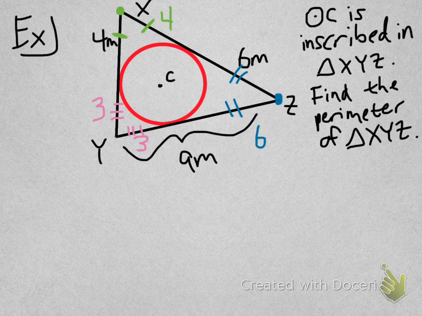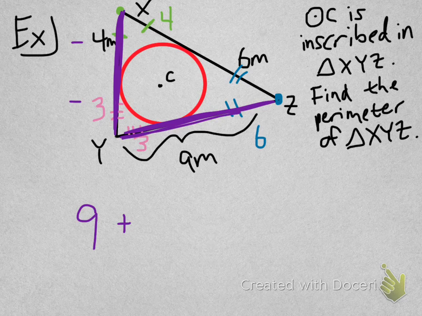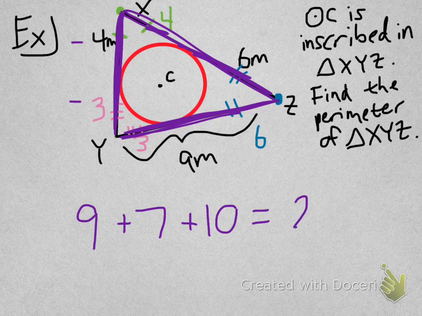Let me do a different color here. Let's go with purple for fun. I have 9. That's the length of this whole segment here. The length of this whole segment here is just 4 plus 3, which is 7. And the length of this segment here is just 4 plus 6, which is 10, which gives me a perimeter of 26 meters. So again, the segments that come from a common point: 4 is congruent to 4, 6 is congruent to 6, and 3 is congruent to 3.